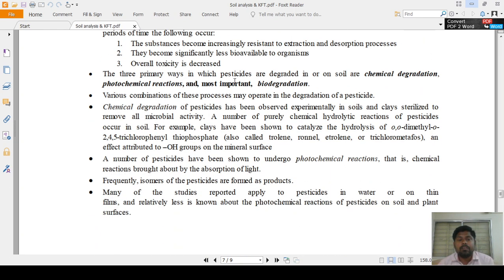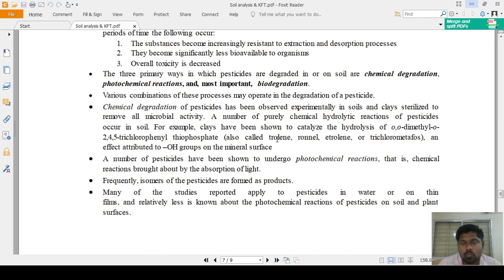The 3 primary ways in which pesticides are degraded in the soil are chemical degradation, photochemical reactions, and biodegradation. Various combinations of these processes may operate in the degradation of the pesticide. Chemical degradation of the pesticide has been observed experimentally in soil and in clays sterilized to remove all the microbial activities. There are a number of purely hydrolytic reactions of pesticides in soil, like the catalyzed hydrolysis of the ortho-dimethyl ortho-2,4,5 trichlorophenyl triphosphate.